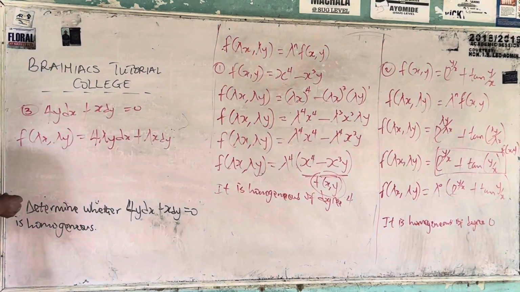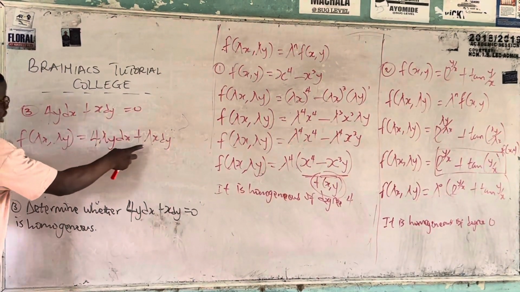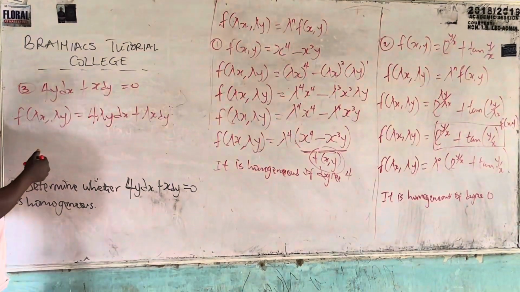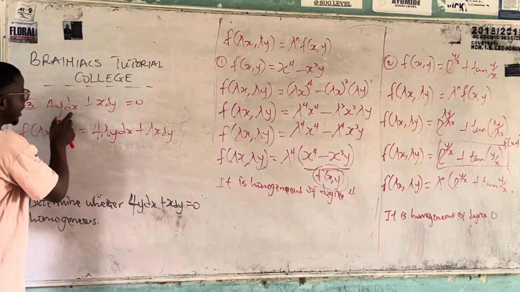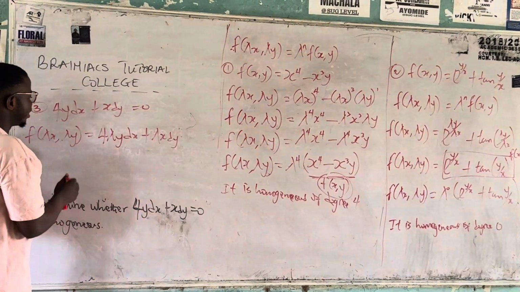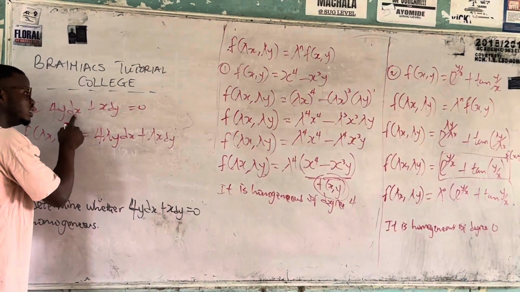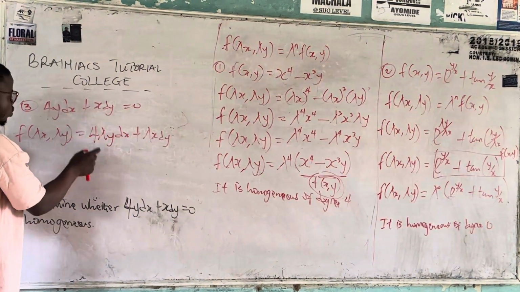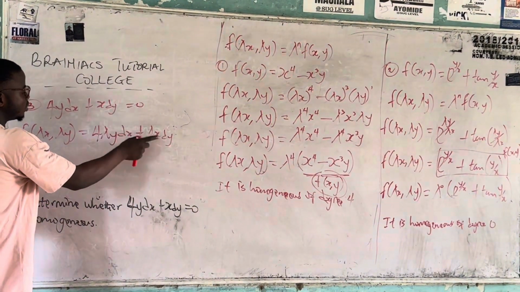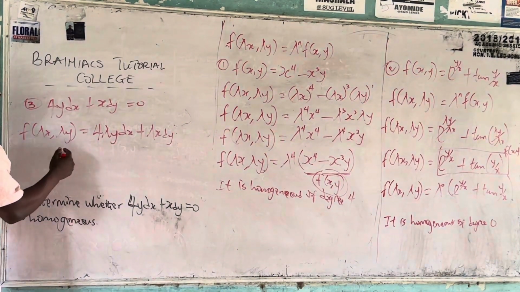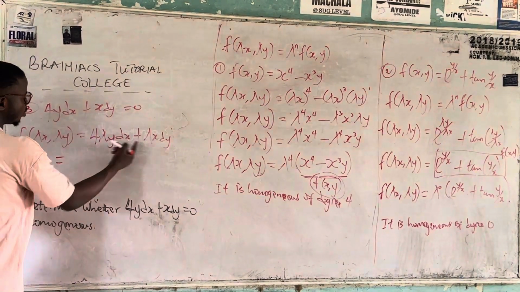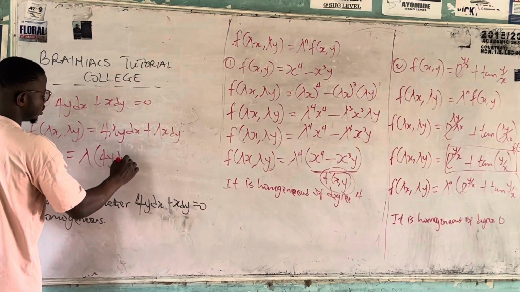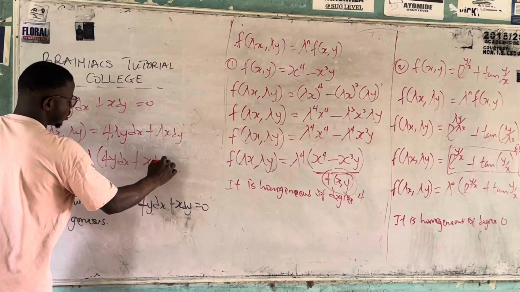So now, anywhere we see x, we change it to lambda x. Wherever we see y, we change it to lambda y. And what we have here is 4y dx plus x dy. So we will not change the dx to d lambda x. No, it's not like that. It will not be d lambda x. So dx will remain as dx and dy will remain as dy. So now, from what we have there, you can see that lambda is common here. So we factor that lambda out in brackets. Here we have 4y dx plus x dy.